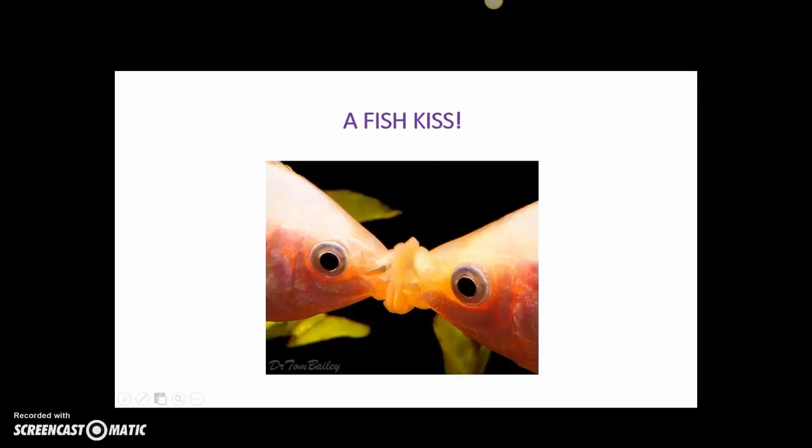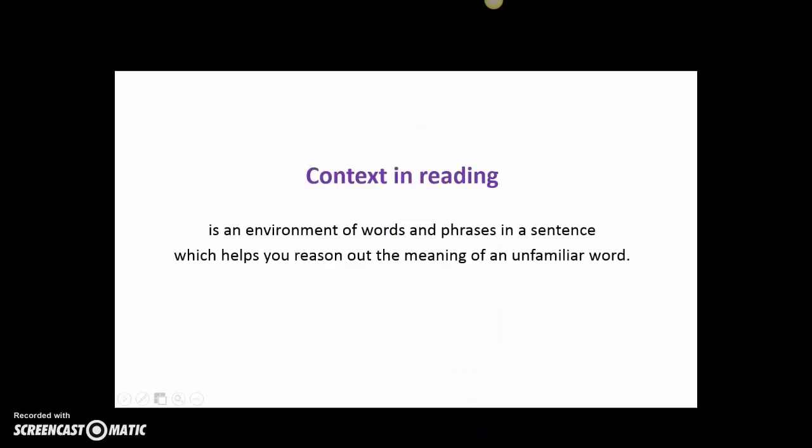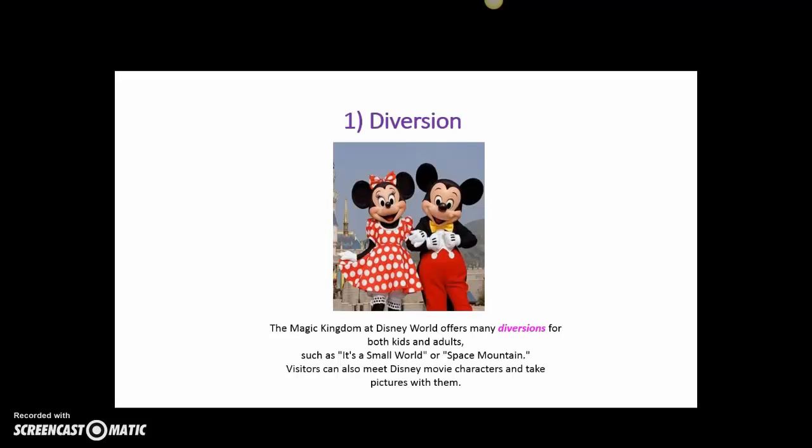And it works the same with the words. Context in reading is an environment of words and phrases in a sentence which helps you figure out the meaning of an unfamiliar word. Let's look at some examples. The Magic Kingdom at Disney World offers many diversions for both kids and adults, such as It's a Small World or Space Mountain. Visitors can also meet Disney movie characters and take pictures with them. What do you think the word diversion means? In this case, from the context, we can predict that diversion means amusement or attraction.